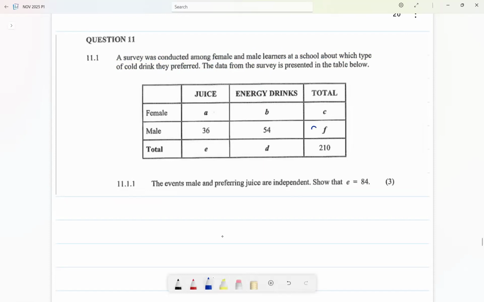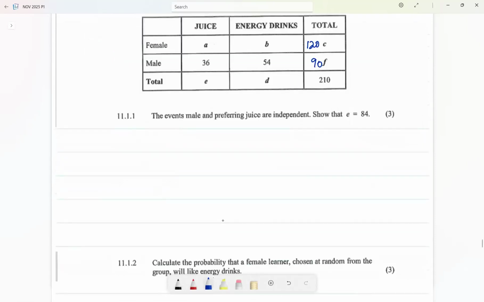36 plus 54, we already know this is 90. And the total is 120. I think that's where I can stop.